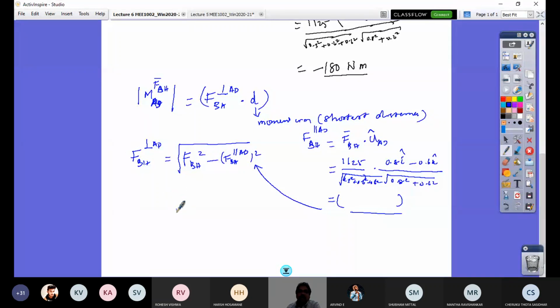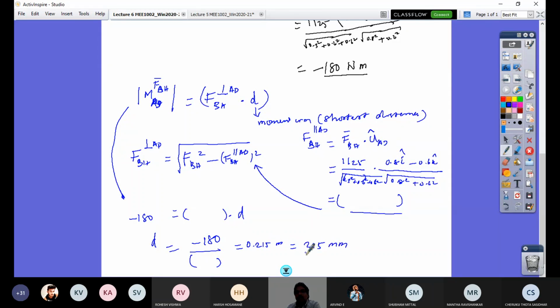And take that value from here into D, which is this magnitude, minus 180. Therefore D would be minus 180 divided by this bracket. That gives me the D value, which is 215 mm, that is 0.215 meters. So cross check these answers.